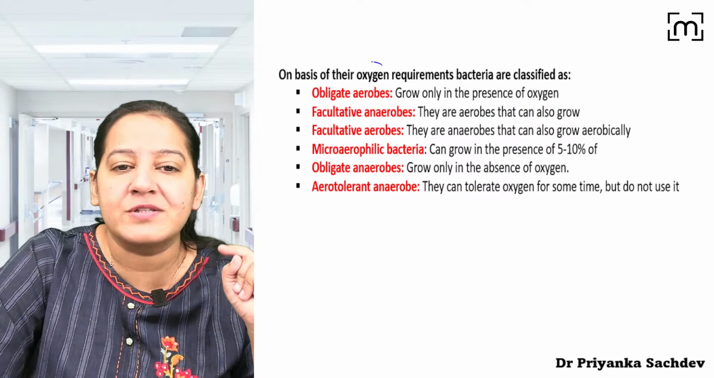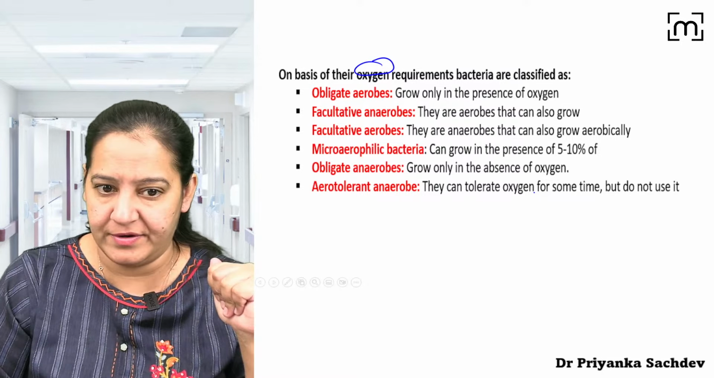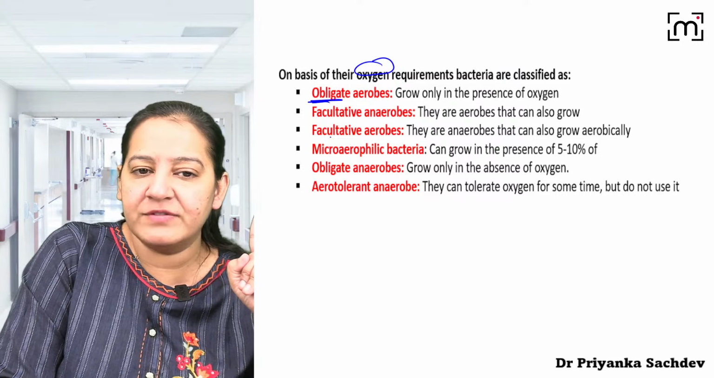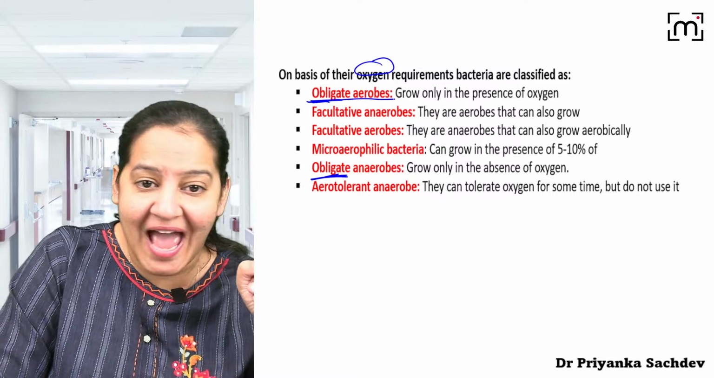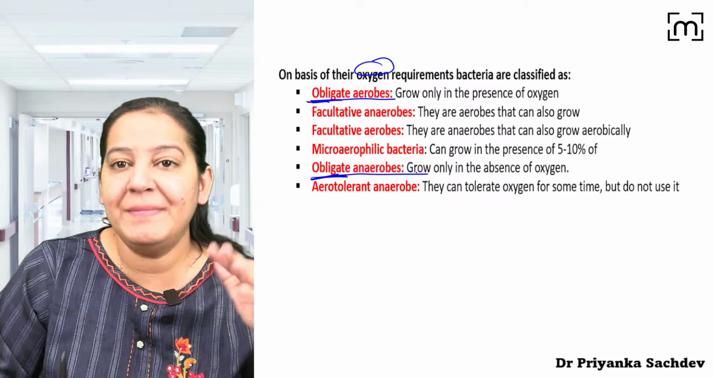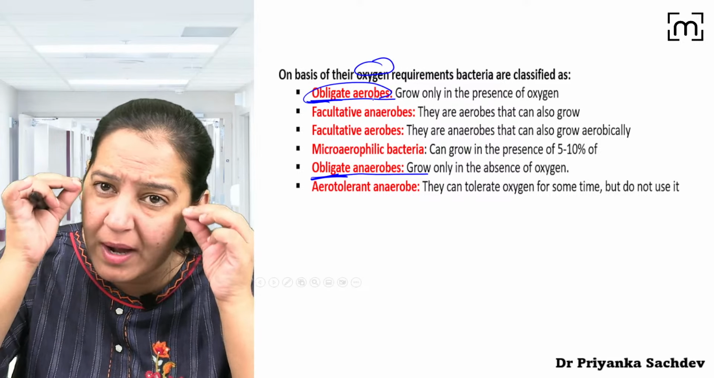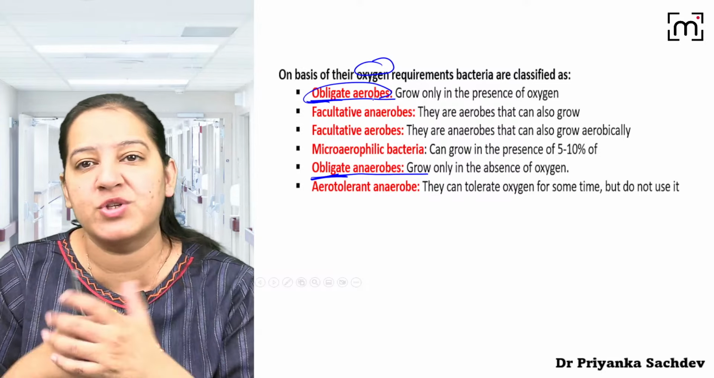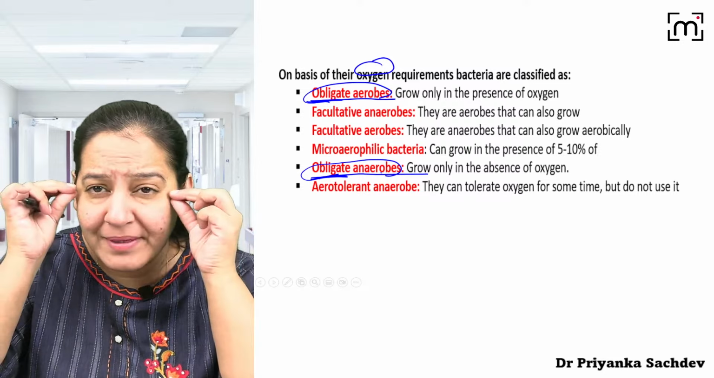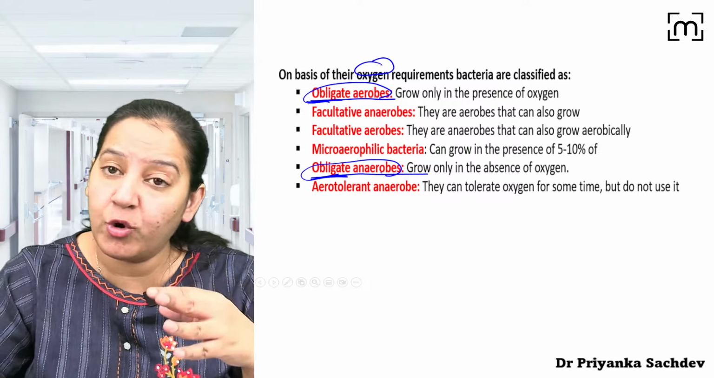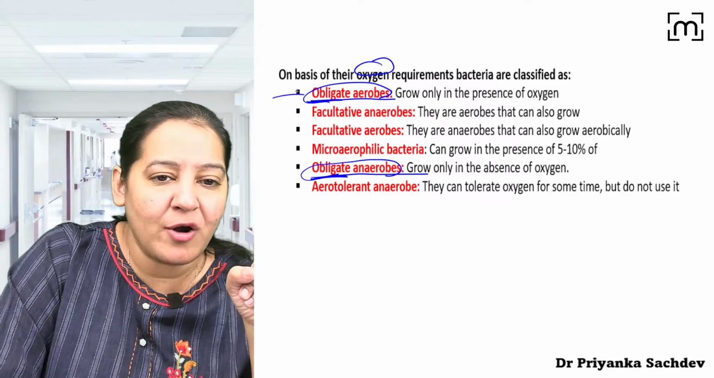Based on oxygen requirement, there are 6 types of bacteria: how much oxygen each bacterium requires. You have to understand the meaning of the term obligate. Obligate means compulsory. There are obligate aerobes and obligate anaerobes. Obligate aerobes compulsorily require oxygen, without which they will die. Obligate anaerobes compulsorily do not require oxygen. They grow in the absence of oxygen. If you give them oxygen, they will die. So these 2 are obligate.